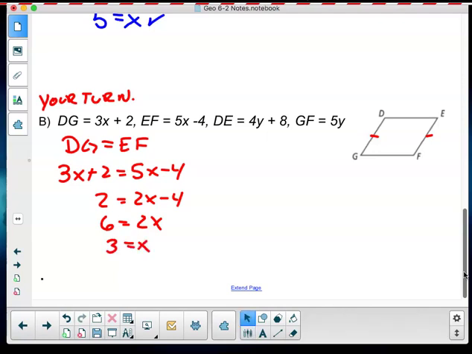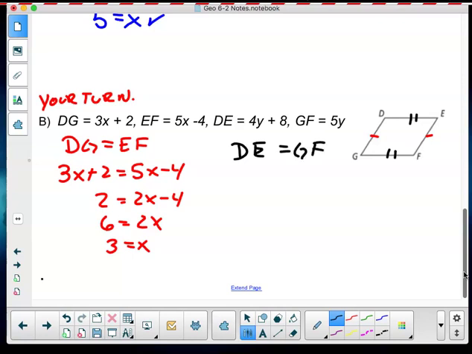Now, I further know that DE and GF are equal because of theorem 6.3. So I got 4y plus 8 is equal to 5y. I subtract 4y and find 8 is y. So we've got that made as well. And I find out if I plug back in that this is 40, this is also 40. And I'm looking to check my work up here.